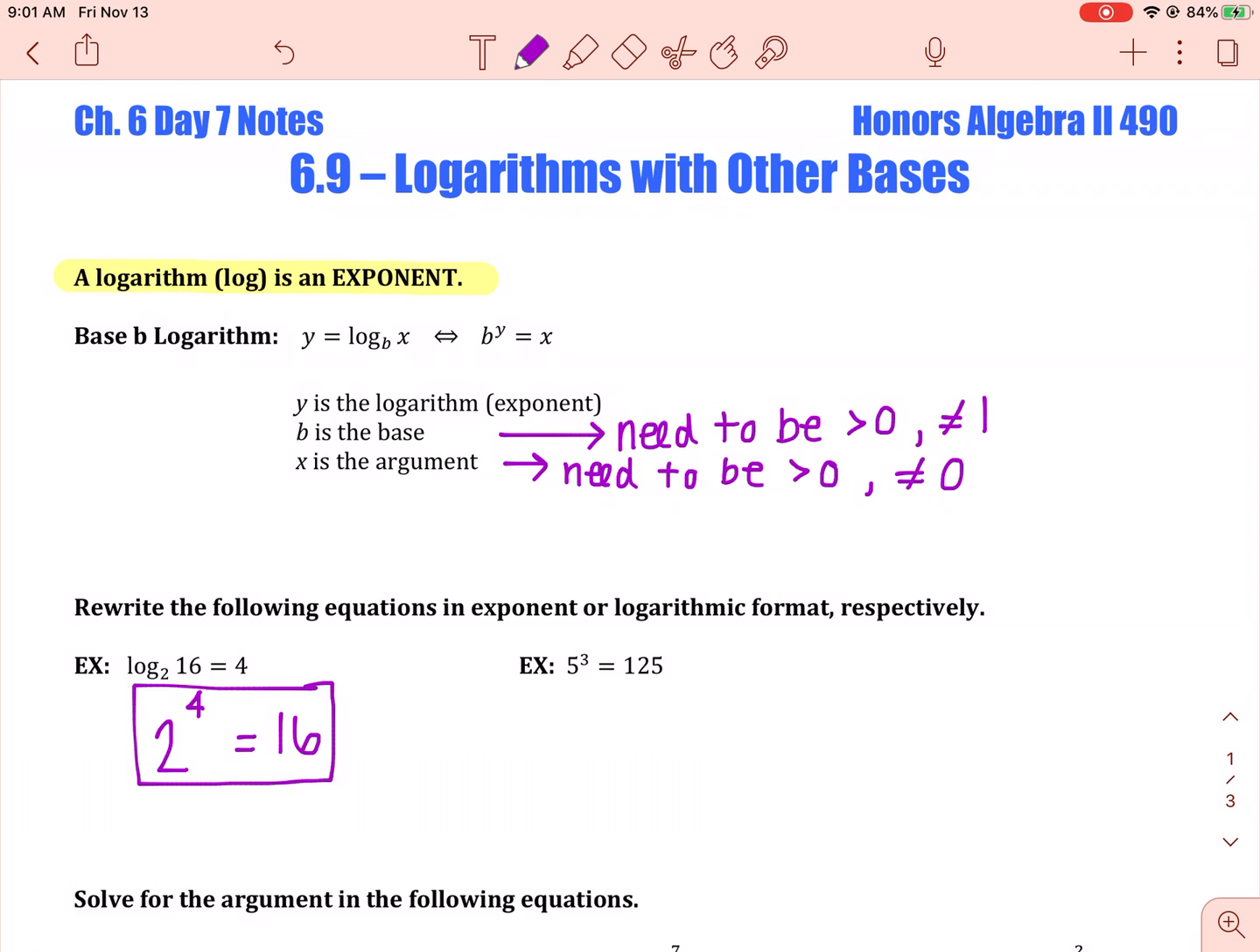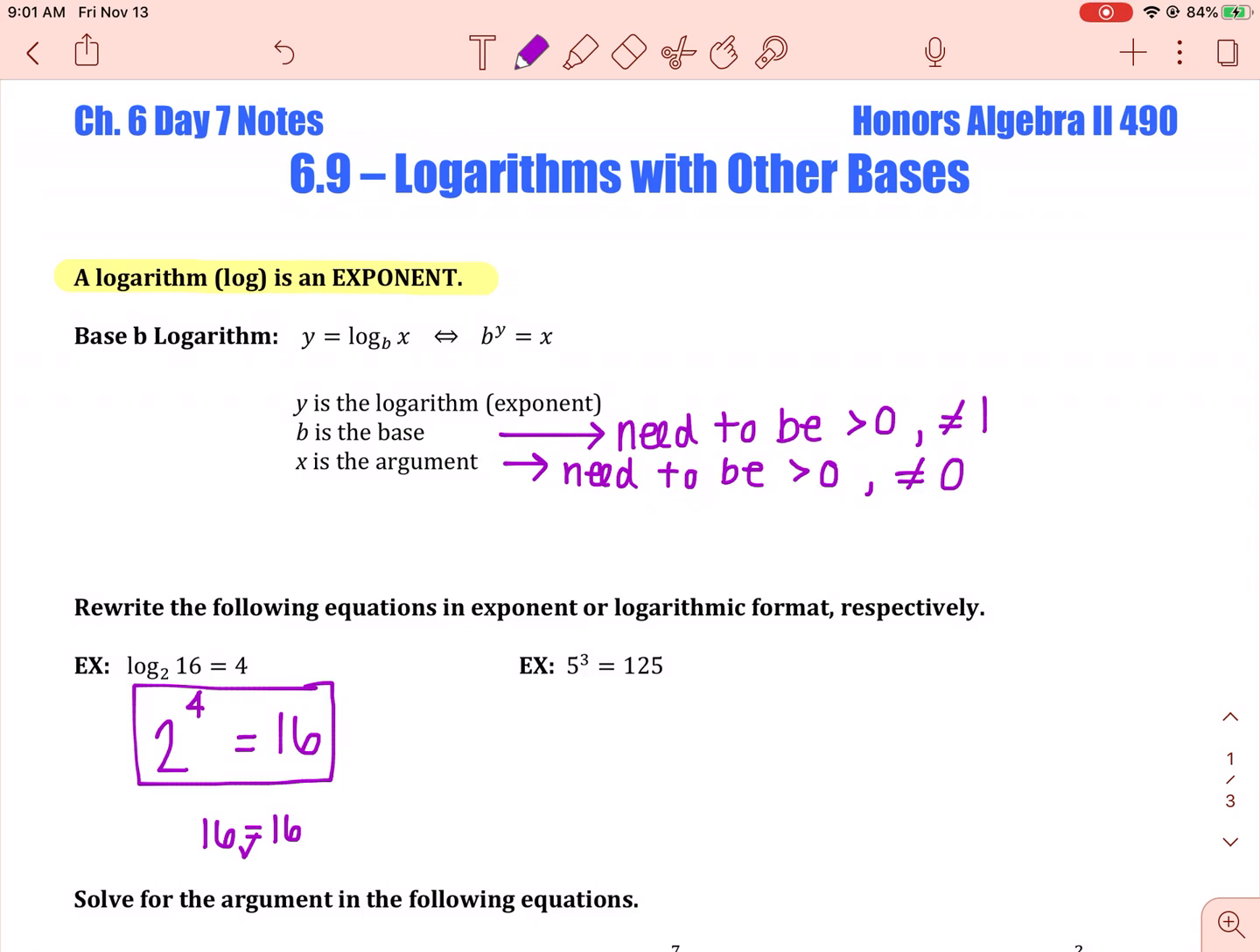Now, it should make sense, right? 2 raised to the 4th power is 16. So look at that. It actually works. Base raised to your exponent, your log, will equal your argument.